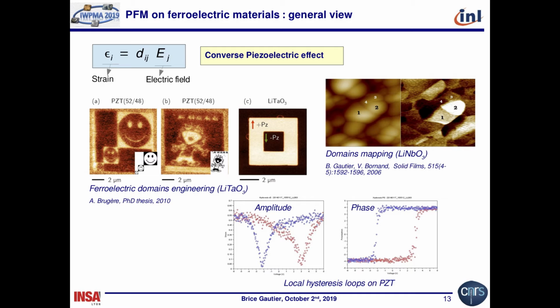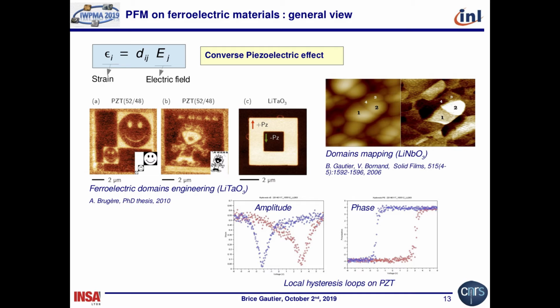Now let's take a look at a glance at what PFM can do. There are at least three ways to use PFM. I would say two, but the first one is to map the polarization. So you have the topography there. It's a lithium niobate from Montpellier. You have the topography as usual.